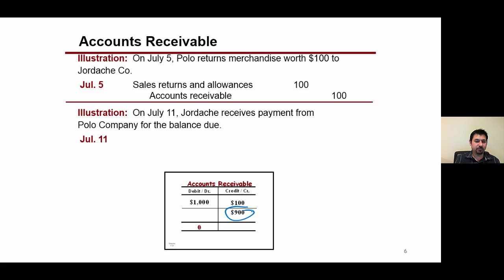So on July 11th, Jordache receives payment from Polo Company for the balance due. As a result, the full amount is credited to accounts receivable, but because it was paid within the discount period, the company will have to debit cash $882 and sales discounts the 2% multiplied by 900. Remember, the 2% is multiplied by the 900, which is 1,000 minus the returns.